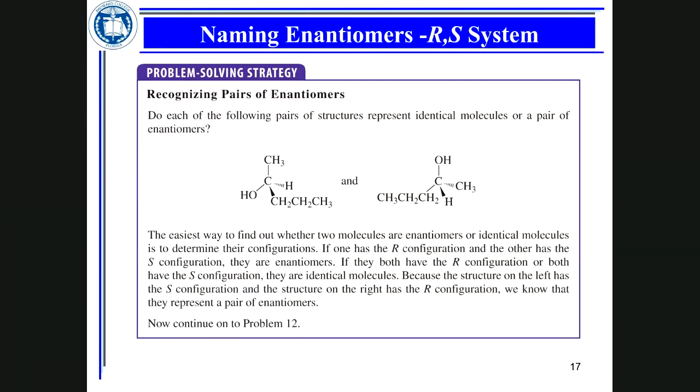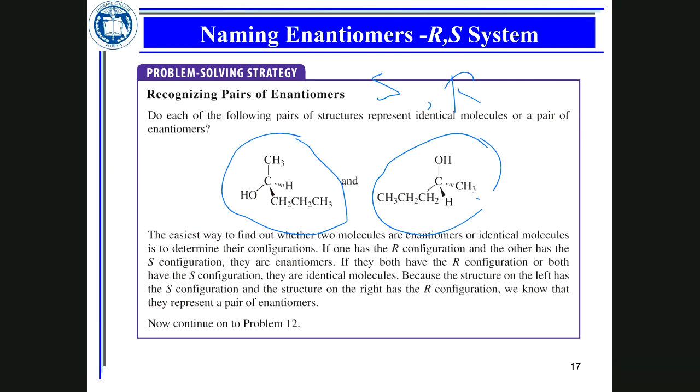Are these molecules a pair of enantiomers or not? How would we determine if they are a pair of enantiomers or not? The easiest way is to find the configuration for this, and find the configuration for the other molecule. If one is S and the other one is R, then we know we have a pair of enantiomers. If both of them are S, it's not enantiomers, that means they are the same molecule.